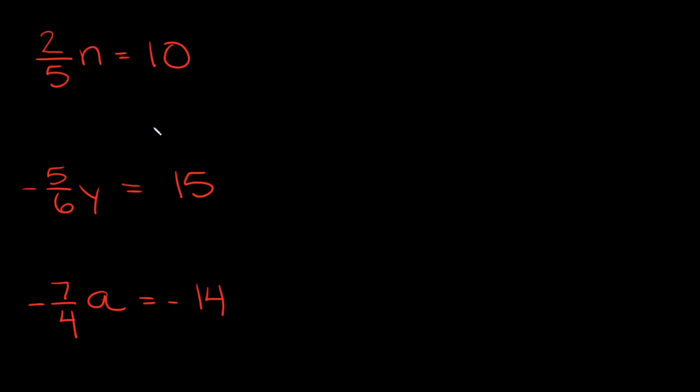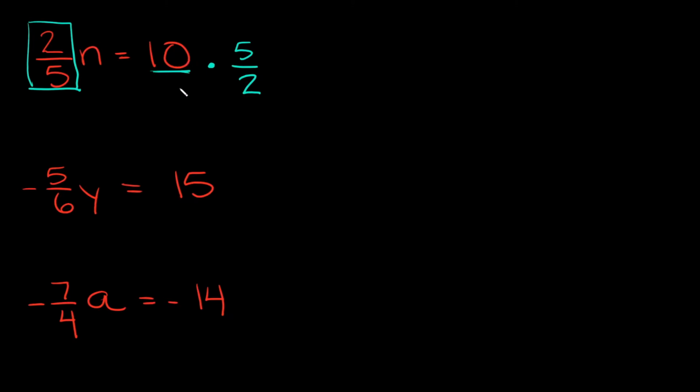Now, a really easy, simple way of doing this is just take your fraction, okay? We're going to flip it, and then we're going to multiply it by whatever we have over here, okay? So first of all, we have 2 over 5, so let's flip it. That's going to be 5 over 2, right? And then we're going to multiply it by what we have over here, so 10.